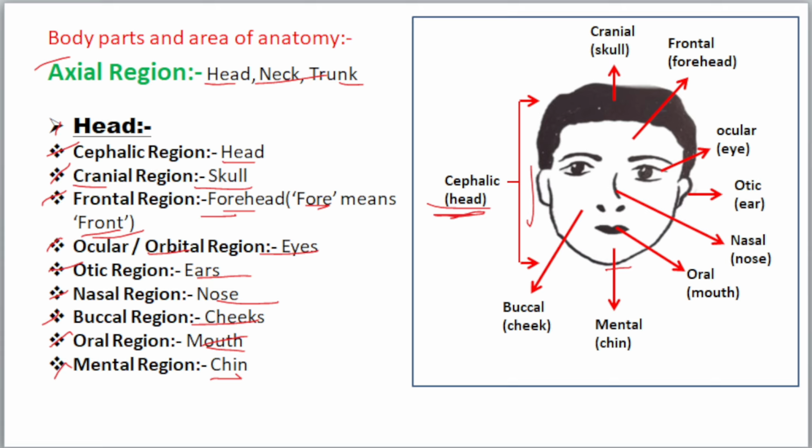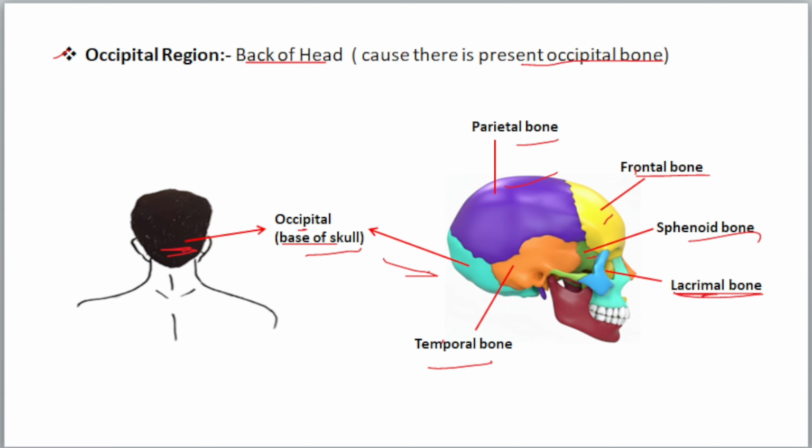So see in this picture that the head portion is called the cephalic and the skull portion is called the cranial, the forehead portion is called frontal, the eyes portion is called ocular, it is also called the orbital region, then the ear portion is called the otic region and the nose is called the nasal in anatomy and the mouth is called oral, chin is called mental and the cheek is called buccal. And the last region of the head is the occipital region, that is the back of the head, because the occipital bone is present, that's why this region is called the occipital region.